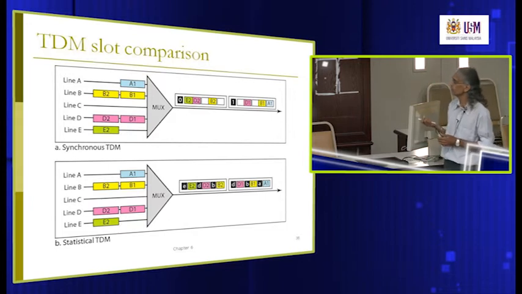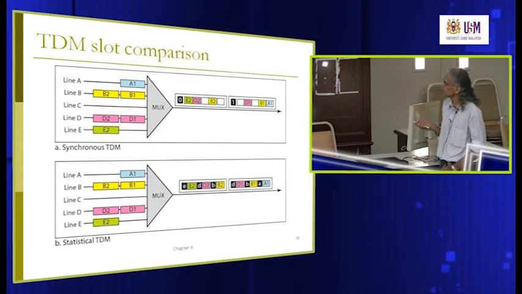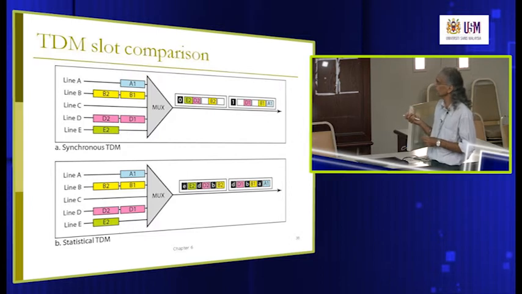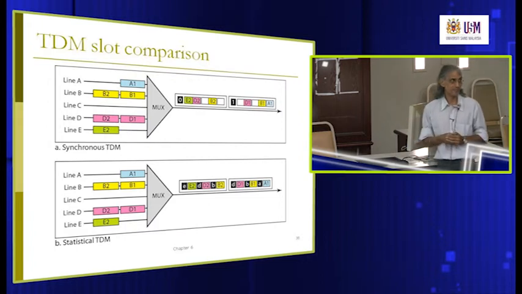So this is the comparison. In synchronous, we have empty slots reserved for all users. Each user will have a slot reserved for it, and there's a synchronization bit. In statistical, no. In this case, in the first frame, only A, B, and D are sending data. So we create the frame containing data of A, B, and only D. C will not be included. We will not include empty slots. The second frame has B, D, and only E.